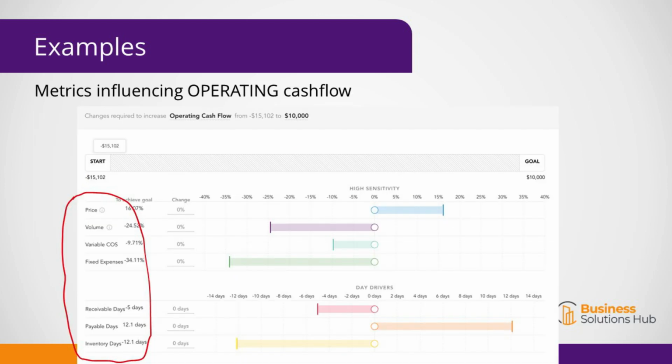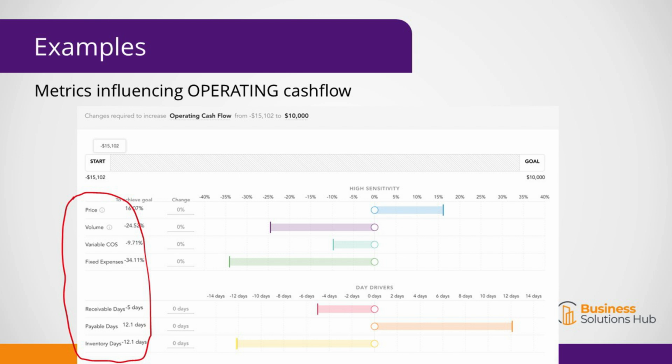Then what's important is, right, so we've spoken about the concept around operating cash flow. We spoke about free cash flow. We obviously spoke about net cash flow. So what are the levers? What are the things that I can use to influence that? And so, for example, we had one client that came to us, and you'll see on the slide there, they were negative $15,000 on operating cash flow, and they wanted to get to 10,000 positive.